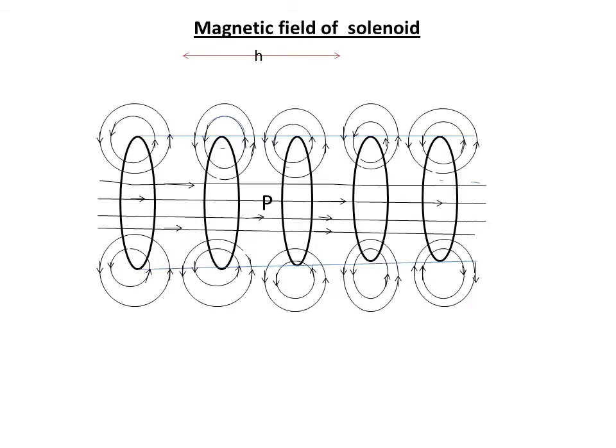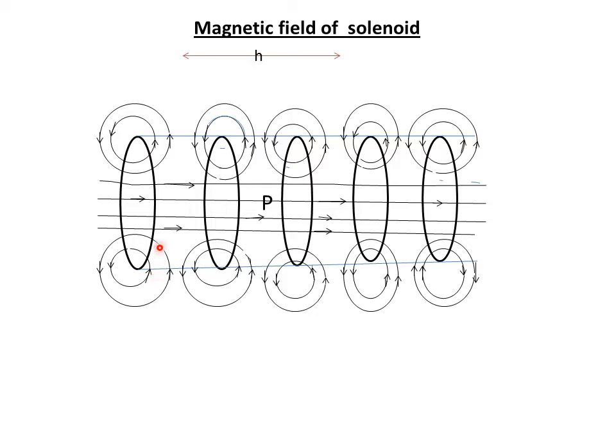Now, we are going to use Ampere's circuital law to find magnetic field due to a solenoid. Solenoid is an instrument used to create high magnetic field. It consists of insulated copper wire wound on a frame in the form of a helix. The wires are very close to each other, but each wire can be considered as a circular loop.